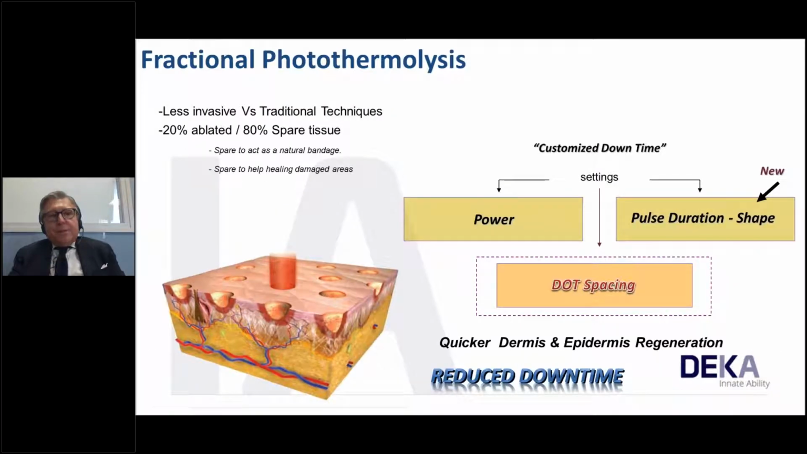We have three main parameters that we have to consider: the power, the pulse duration with its shape that is unique with Deka products, with the Smartxide, and we don't find different pulse shapes on the market. And the third, the dot spacing between the columns of light. With this, we can get quicker dermis and epidermis regeneration with reduced downtime.